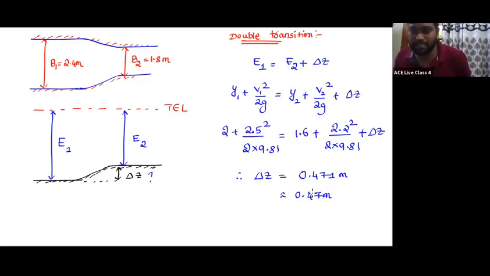Is this a double transition or single transition? Double transition. Here the discharges are different, so the discharge per unit width and our velocities are going to be different. Okay, I hope you understood.